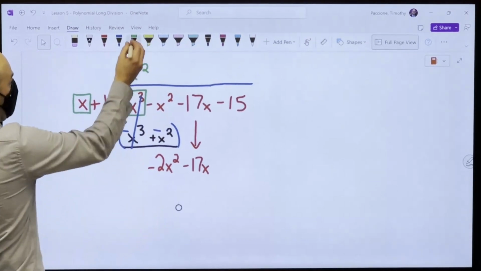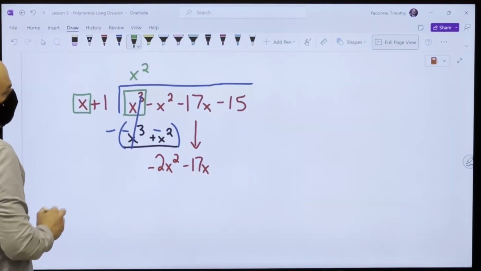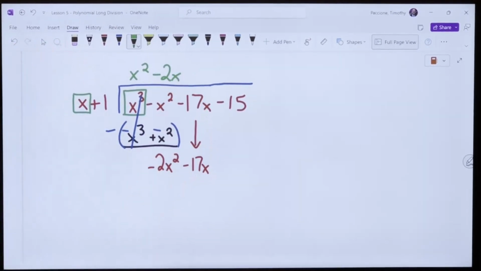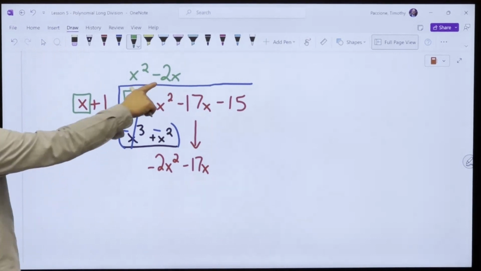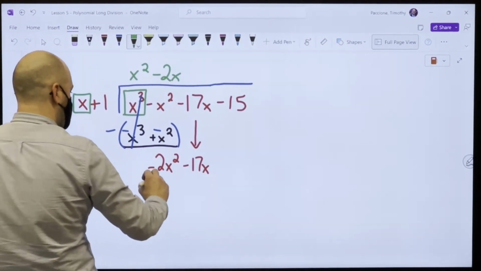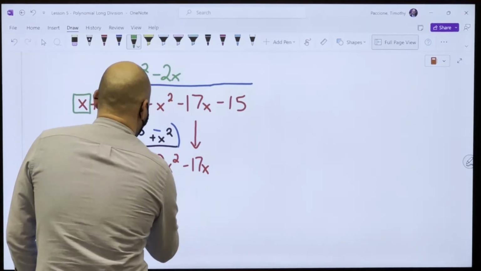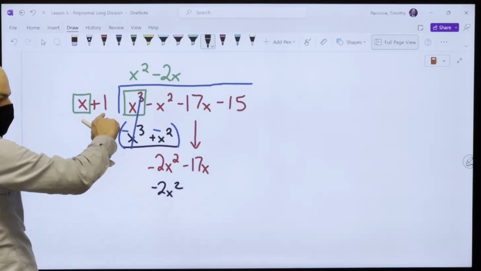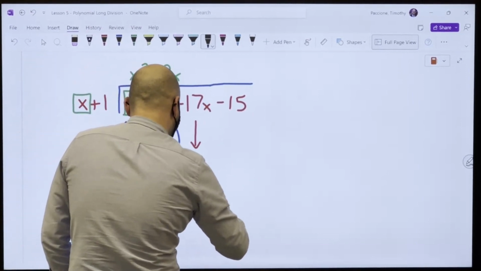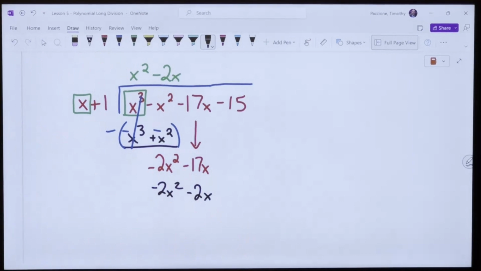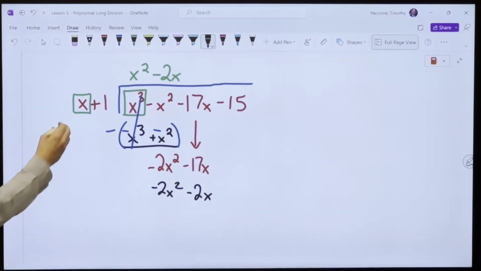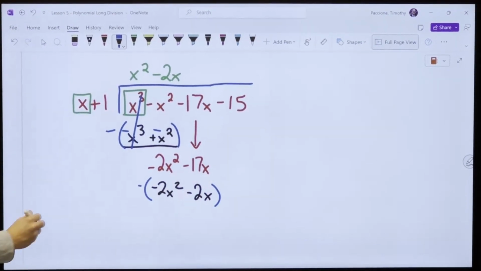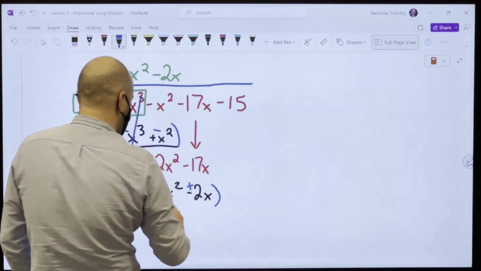Okay, now I repeat it. X times what is negative 2x squared? Minus 2x. Right? Negative 2x times x is, that we just said, negative 2x squared. And negative 2x times 1 is minus 2x. And what do I do with that thing I put underneath? I subtract it. And what does that do to the signs? Changes the signs. Plus, plus.